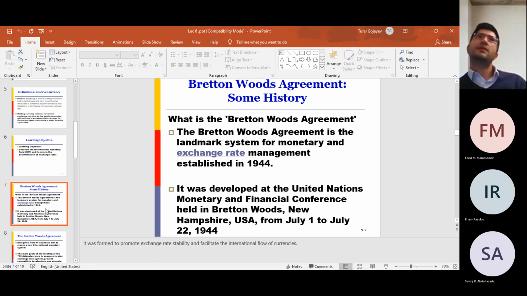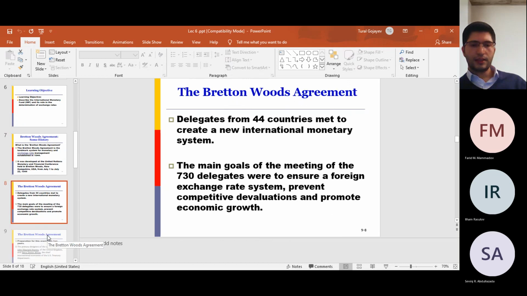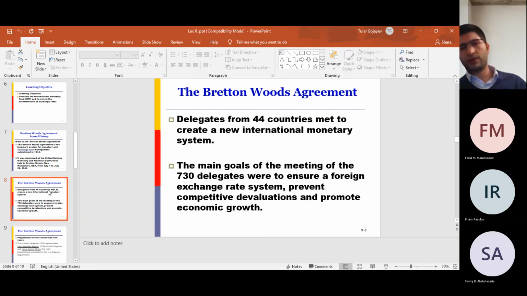That conference was called the Bretton Woods Conference, and the agreement is also called the Bretton Woods Agreement. The designers of this conference were John Maynard Keynes. You have heard his name, right? The British economist John Maynard Keynes, and Harry Dexter White from the United States. That's an important history of economy. So let's have a look at the next slide, and you will see more information about it.